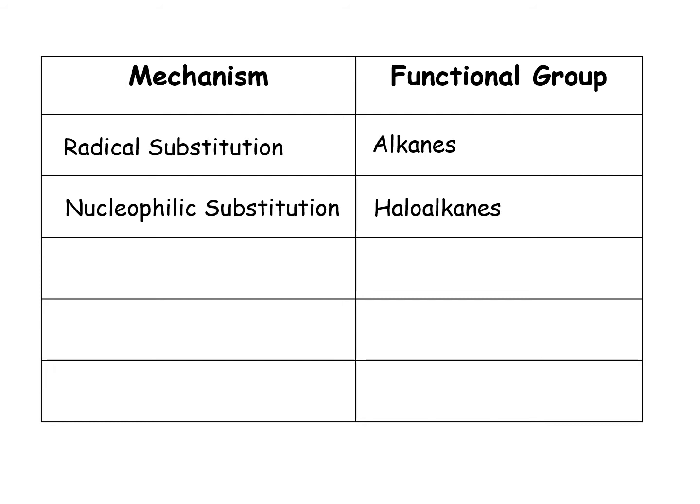So the partially positive carbon will be attacked by a nucleophile, and a nucleophile is attracted to the partially positive carbon, and it will donate a pair of electrons. So a nucleophile is a species that can donate a pair of electrons. So a curly arrow can show the movement of that pair of electrons, and the curly arrow would go from that pair of electrons to the partially positive carbon, because that's what it's going to join to.